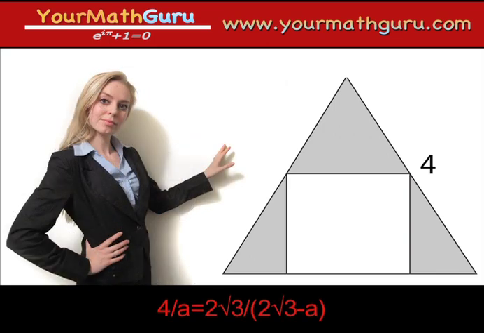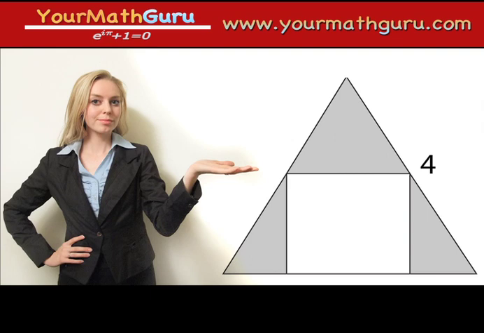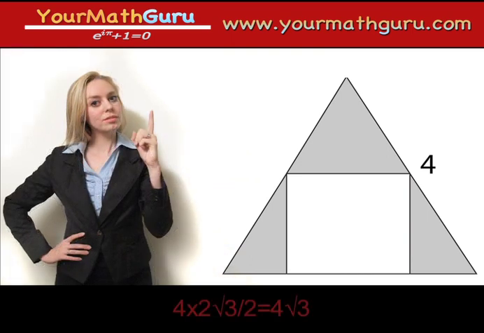4 over A is equal to 2 square root of 3 divided by (2 square root of 3 minus A). That leads to A, with simplification done slowly and carefully, equal to 12 minus 4 square root of 3. Thus, the area of the triangle is the base, 4, times the height, 2 square root of 3, divided by 2, which is equal to 4 square root of 3.